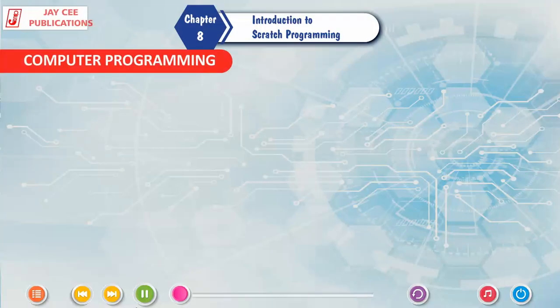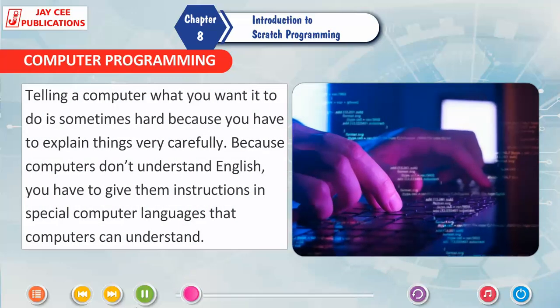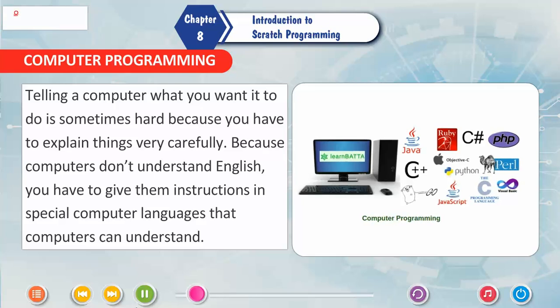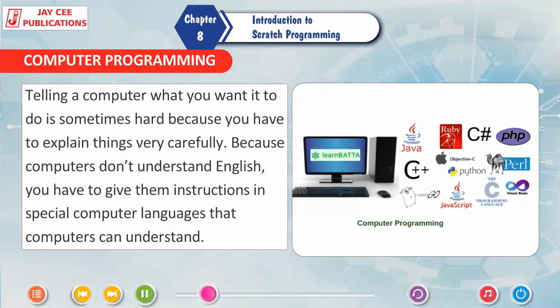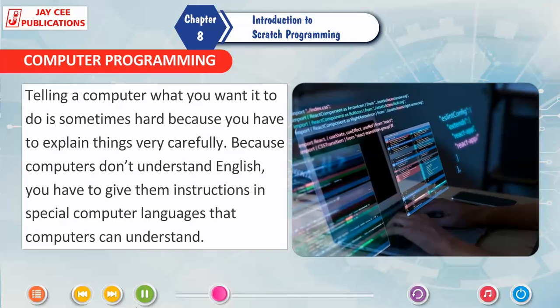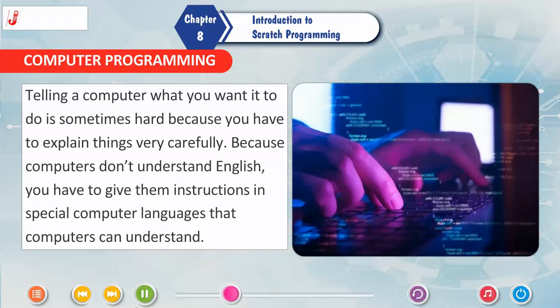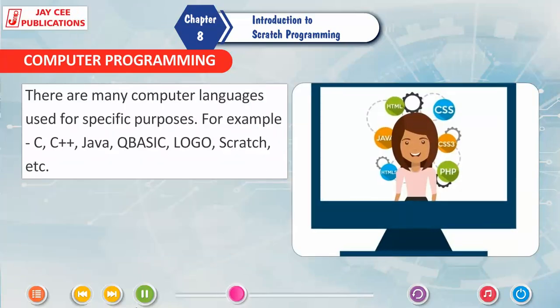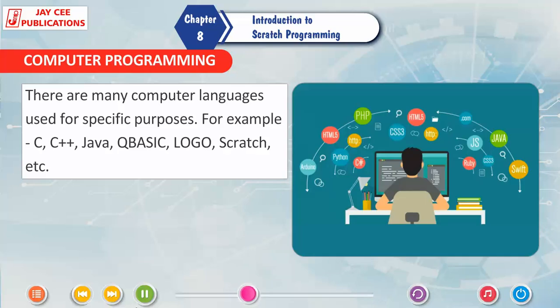Computer programming. Telling a computer what you want it to do is sometimes hard because you have to explain things very carefully. Because computers don't understand English, you have to give them instructions in special computer languages that computers can understand. There are many computer languages used for specific purposes. For example, C, C++, Java, QBasic, Logo, Scratch, etc.